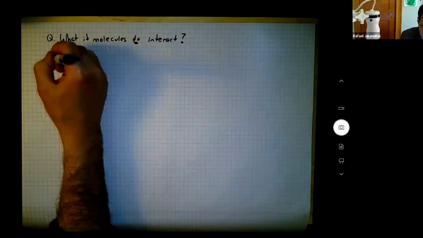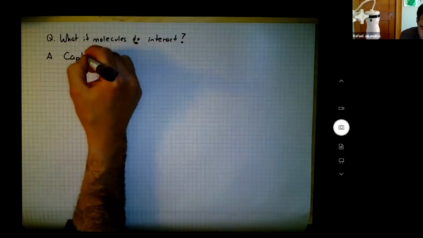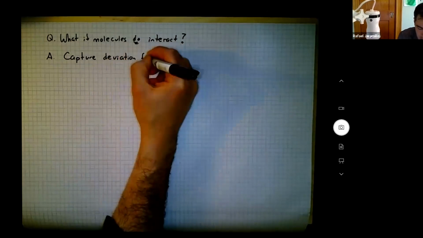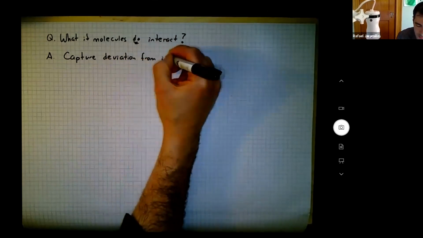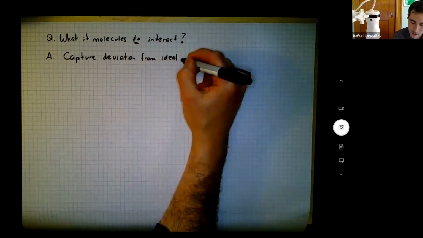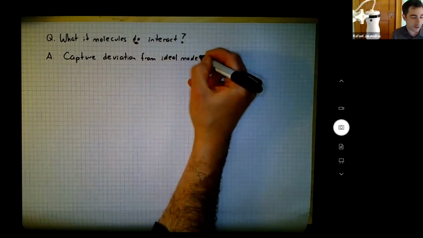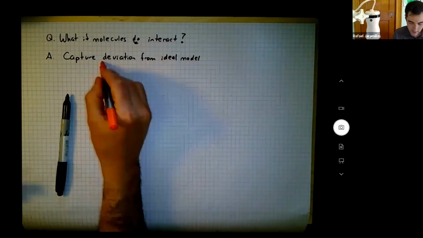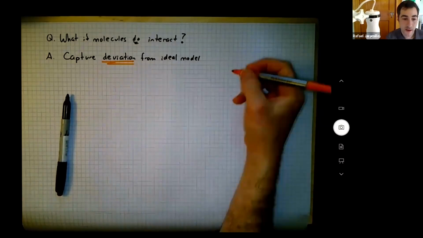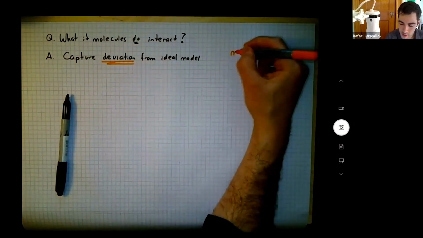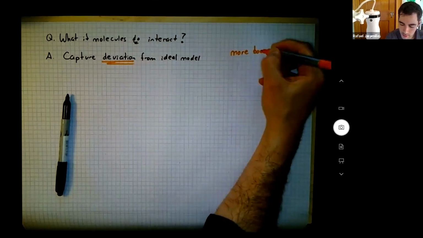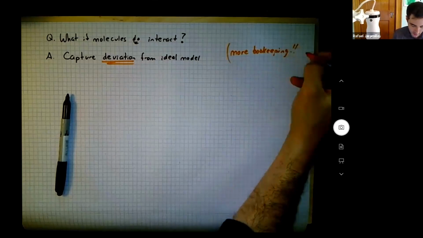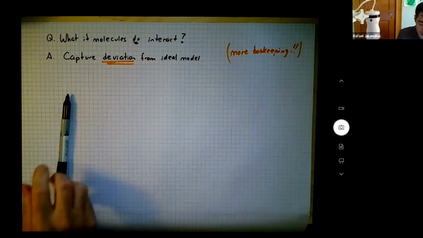Well, we want to capture the deviation from the ideal model. And what you're about to see is a very familiar thermo thing, which is more bookkeeping. Your pattern recognition might start kicking in soon, that this is a thermal thing. This is what thermodynamics does.